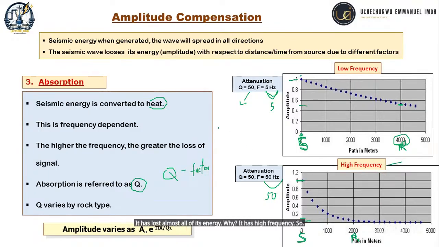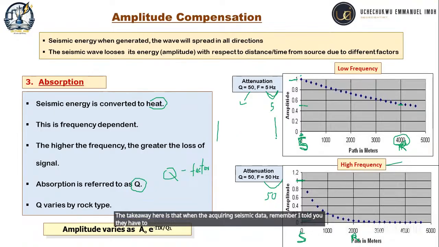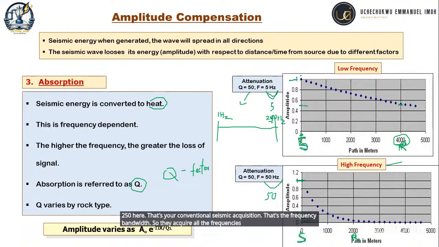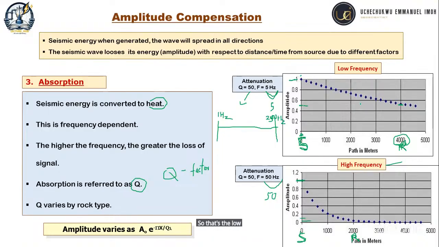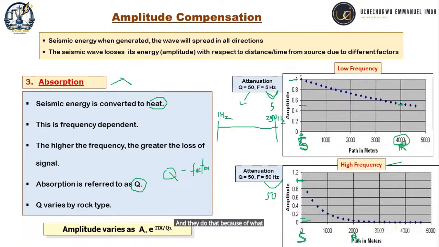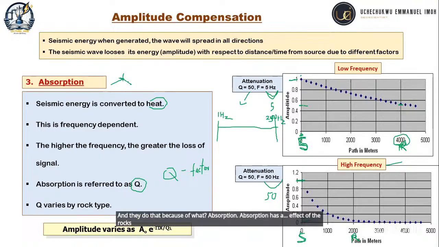So in other words, the takeaway here is that when they're acquiring seismic data, remember I told you they have to acquire broadband seismic data from 1 hertz to 240 hertz, or 250 hertz rather. That's your conventional seismic acquisition. That's the frequency bandwidth. So they acquire all the frequencies so that the low frequencies will travel far into your subsurface, while the high frequencies will die out quickly. And they do that because of what? Absorption. Absorption has an effect on the rocks, attenuates your seismic wave.